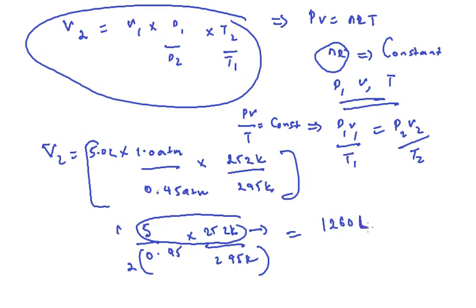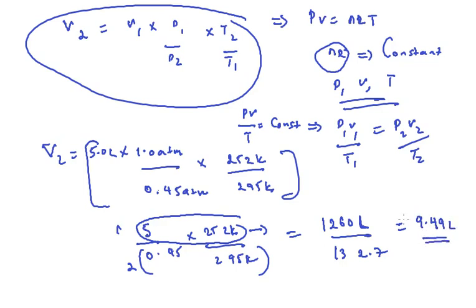Remember, the volume is in liter, so I'm going to put liter here, divided by 0.45 by 295. 0.45 by 295 gives you approximately 132.7. So if you divide 1,260 by 132.7, approximately that would give you 9.49 liter.